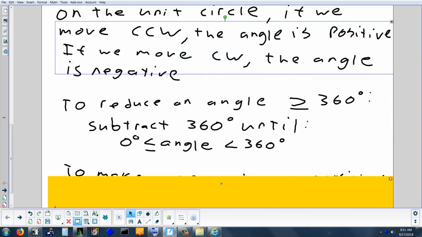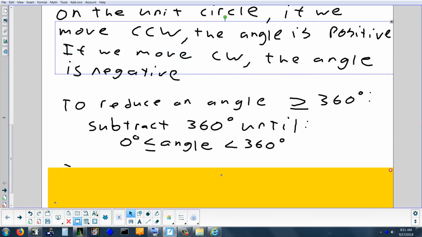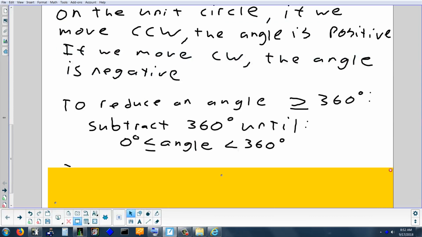And you can do that anytime you have an angle that's bigger than 360 to make it smaller. Keep subtracting 360 until you finally get an angle between 0 and 360. If you subtract too many times, then you'll go negative. We don't want to go negative. So you want to make sure your angle is greater than or equal to 0, but you also want it less than 360. So between 0 and 360.